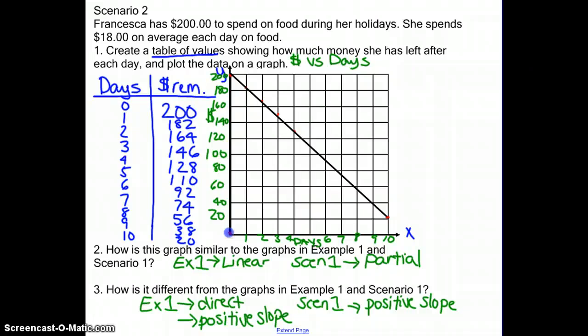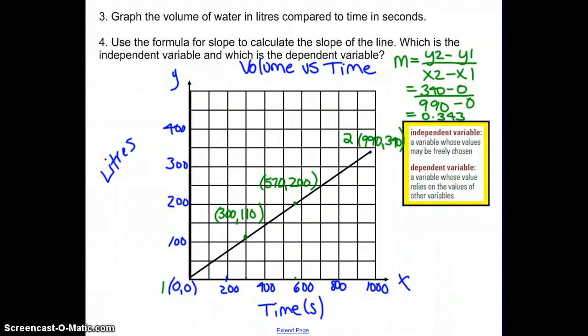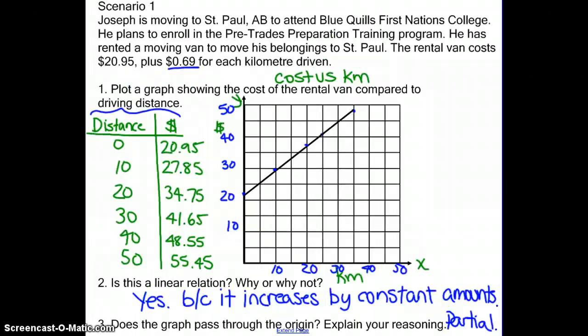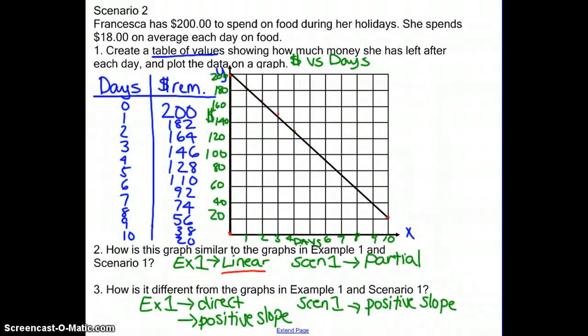If you'll notice, it starts up at 200 and 0. So how is this graph similar to the graphs in example 1 and scenario 1? So if we look back to example 1, this is example 1. You'll notice that example 1 is linear, but it is a direct relationship. Whereas scenario 2 is also linear, but it is not a direct relationship. So the only thing they have in common is that they're linear. Now, scenario 1 is also linear and it's a partial relationship, so is scenario 2. So what they have in common is they're both partial relationships.